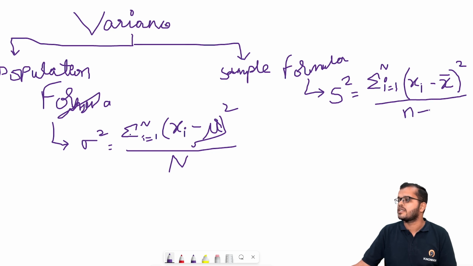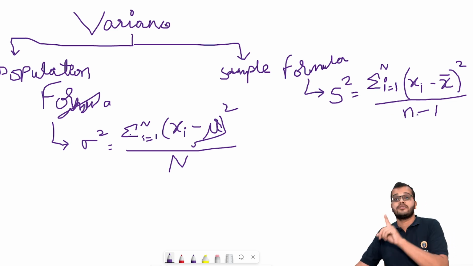So that's what is different here: n minus 1. What exactly is it telling us? It is the sum of the square difference between the observed sample values and the sample mean, which we are dividing by the total number of sample observations.